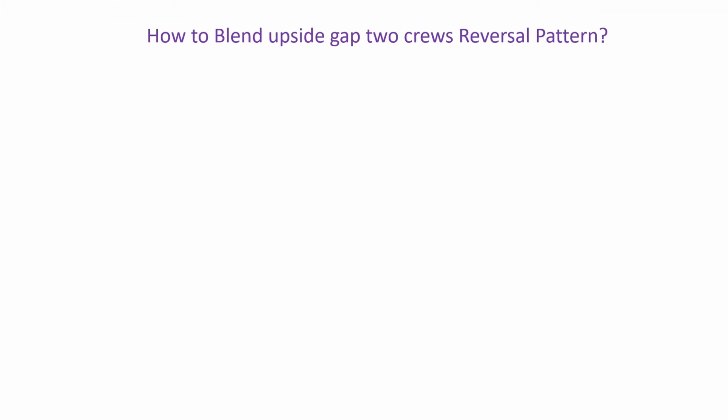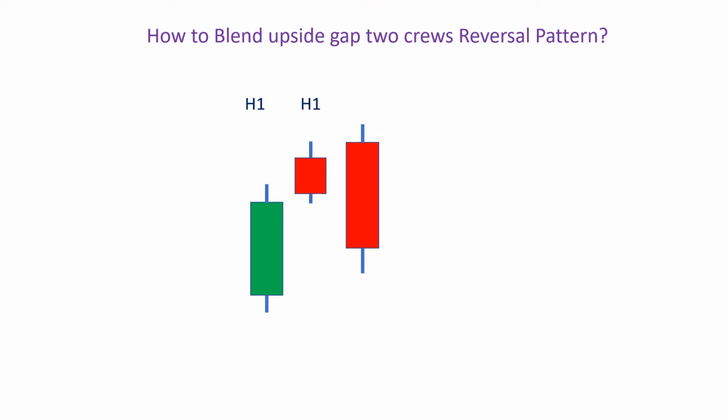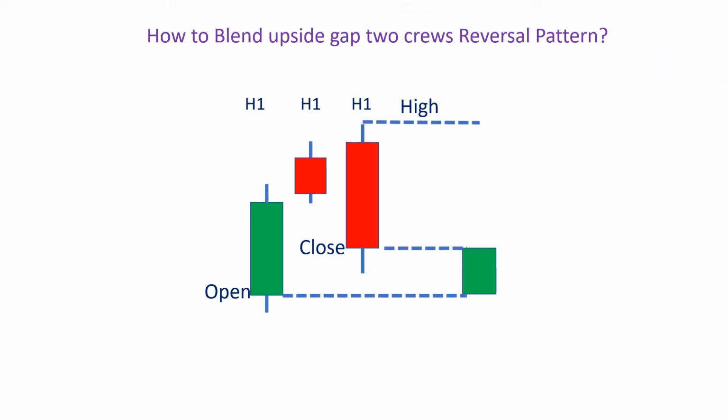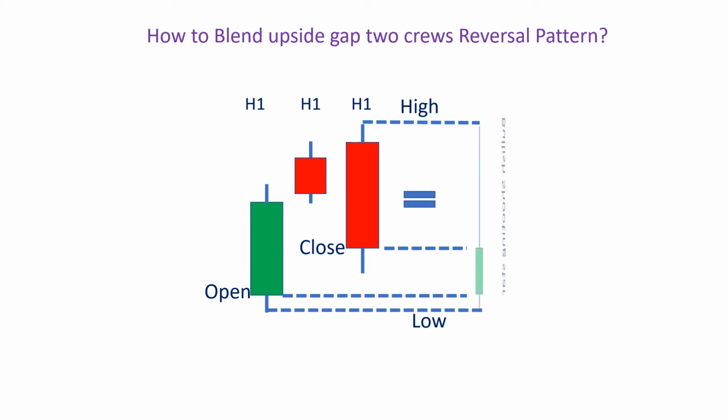How to blend upside gap two crows reversal pattern? Let's assume this is a bullish candle with H1 time frame. This is a bearish candle with also H1 time frame, and the third one is a bearish candle with H1 time frame that engulfs the prior one. We take the open of the first candle, we take the close of the second candle, and then we take the portion between open and close, and then we take the high and a low of the pattern, and the outcome is going to be a bullish shooting star with H3 time frame.